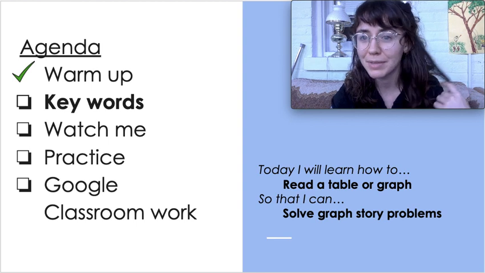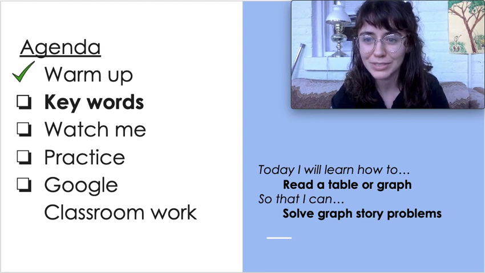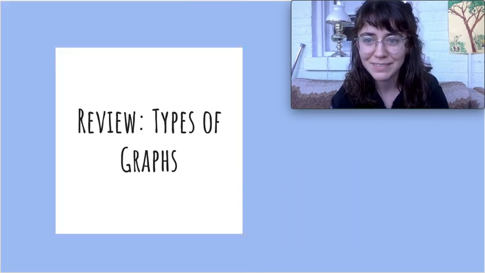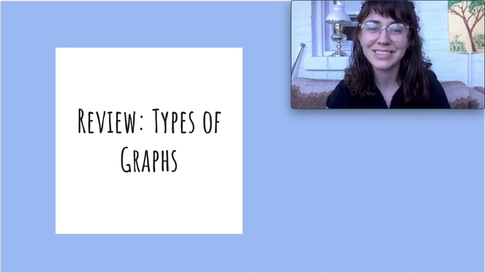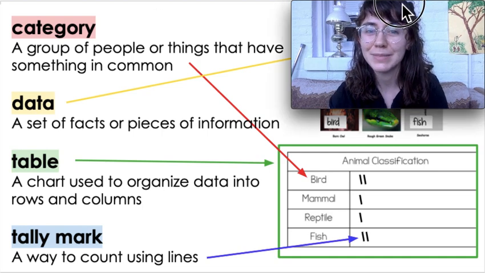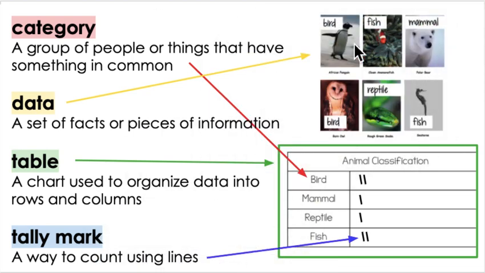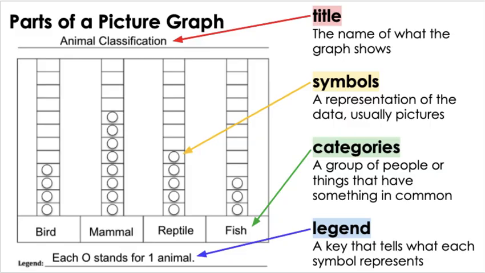Here we go. Here are some key words, and we're just going to review what we've learned so far about tables and graphs. So here are all the different types of graphs you've learned about this week. Great job, you guys. You've learned about tables, where we come up with categories and we do tally marks with each category to show how many we have. You've also learned about picture graphs, where we have a symbol and we have a legend about what each symbol stands for, and we stack up those symbols to show our data.